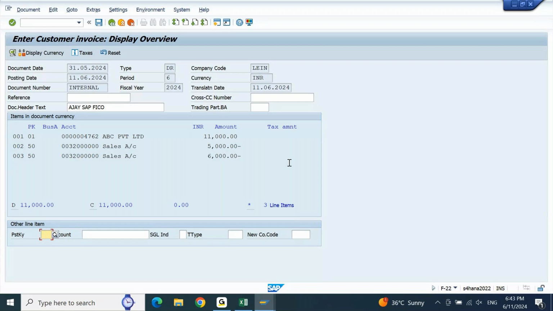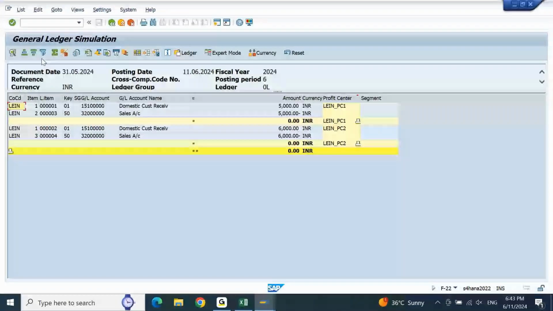Now, if I go to document, simulate general ledger, let's see what is going to happen. If I do it, the system is automatically splitting my customer line item according to the base line item, meaning according to the credit line items that I have. If you see, the domestic customer receivable has been split into 5,000 and 6,000. On what basis is the system splitting? The system is splitting according to the line item against which the profit center is given. Accordingly the system is going to take the amount.